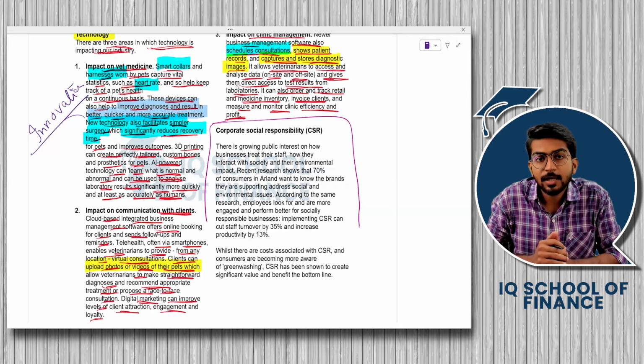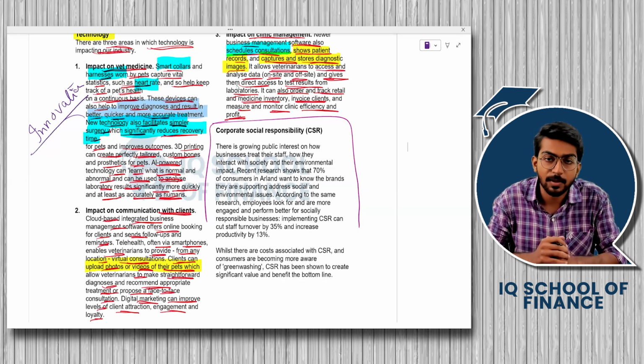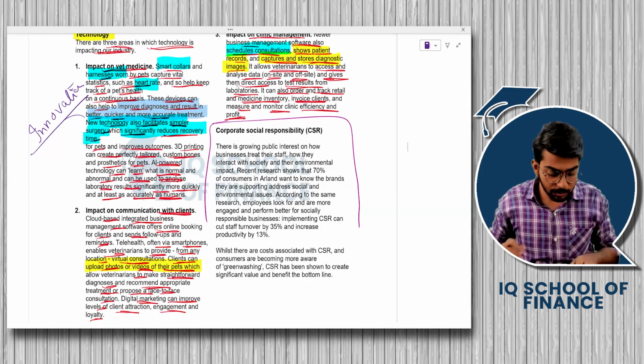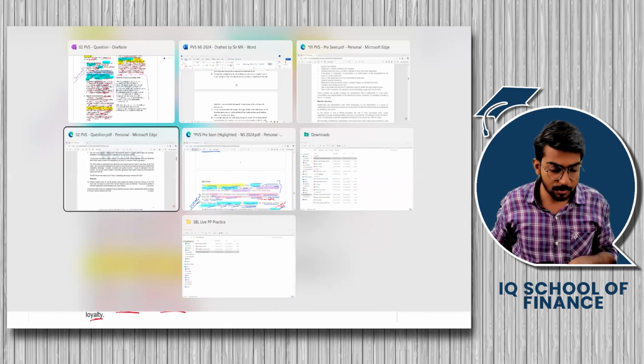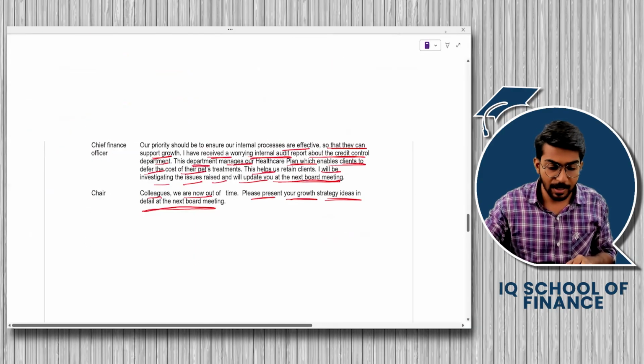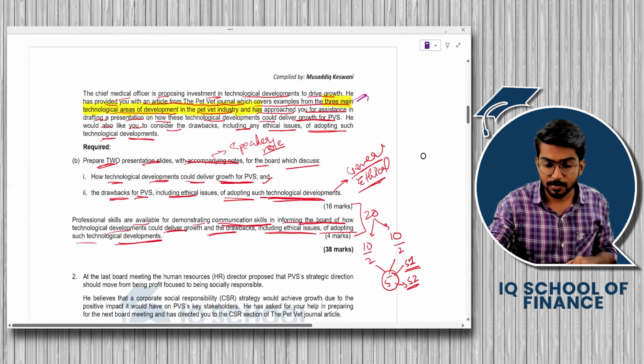Till the last class, we solved question number 1, part A, and we were solving question number 1, part B. We solved requirement A, or the part 1 of that requirement, which was regarding the benefits, or how technological advancement could enable growth for the PVS. Today we are going to solve the remaining part of the requirement. Let me go above and make you see the requirement so that we can start. Yes, here it is.